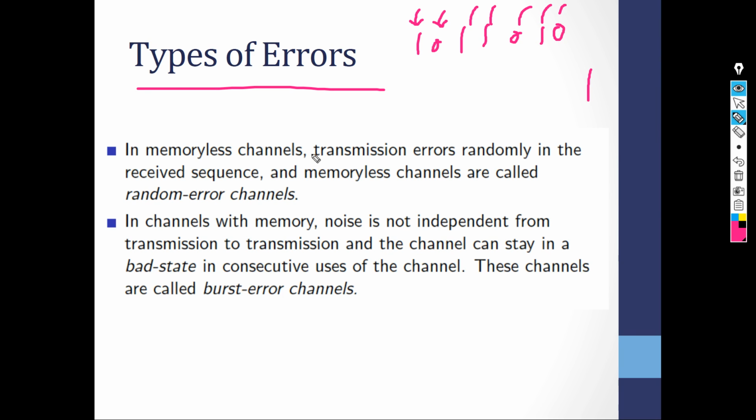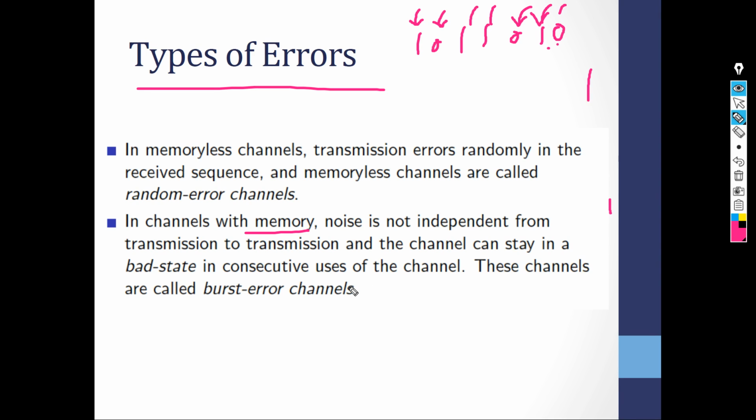In memoryless channels, the noise is independent from one bit to another. But a channel with memory means that the output value depends on the current and the previous ones, like convolutional codes. Noise is not independent from transmission to transmission, or from one bit to another. There is a kind of correlation between them. Why? Because it has memory. There is dependency on the previous bits.